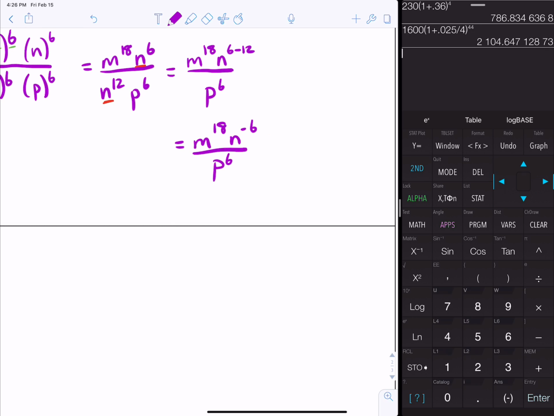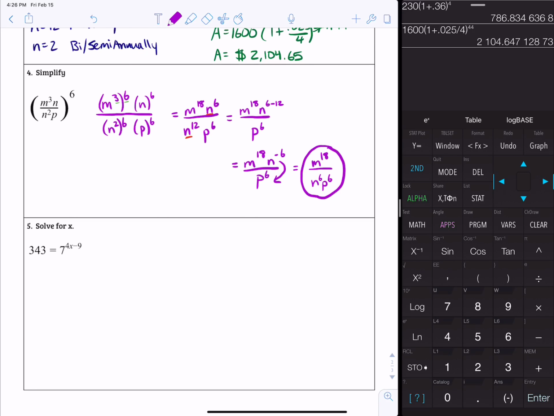And then one more move will help us to fix this negative. So that'll be m to the 18th. Oh, n will be on the bottom now. So n to the 6th, p to the 6th is on the bottom. So first we distributed the power, and then we had to subtract because we had a common base of n, and then we ended up with a negative exponent, so we had to move it to the bottom.